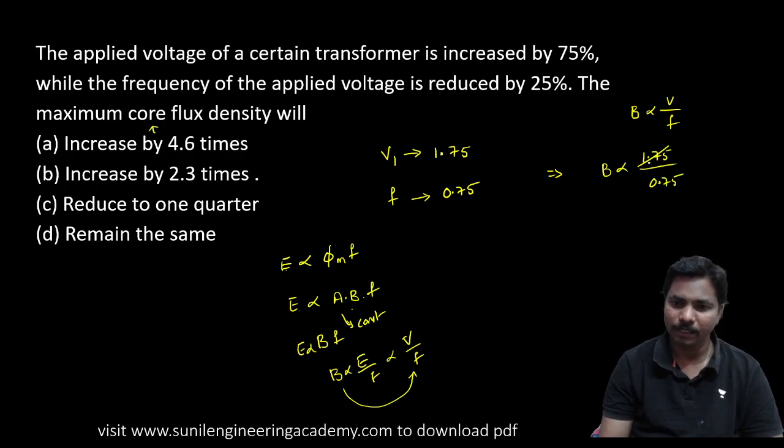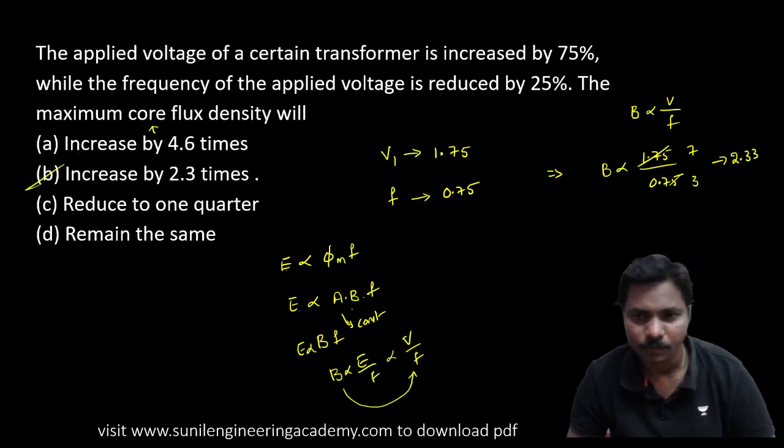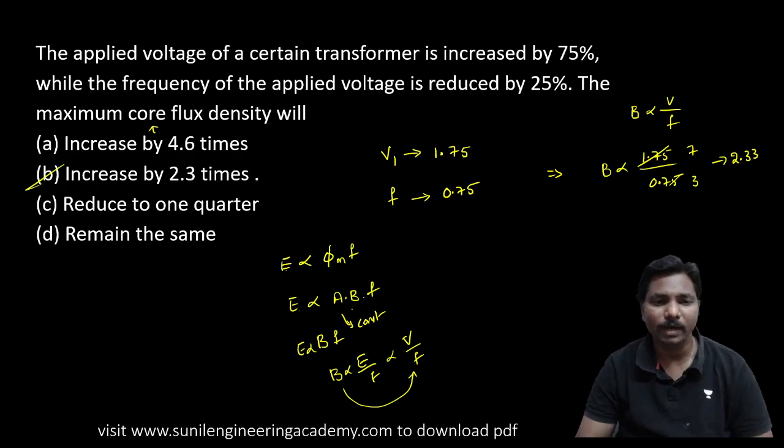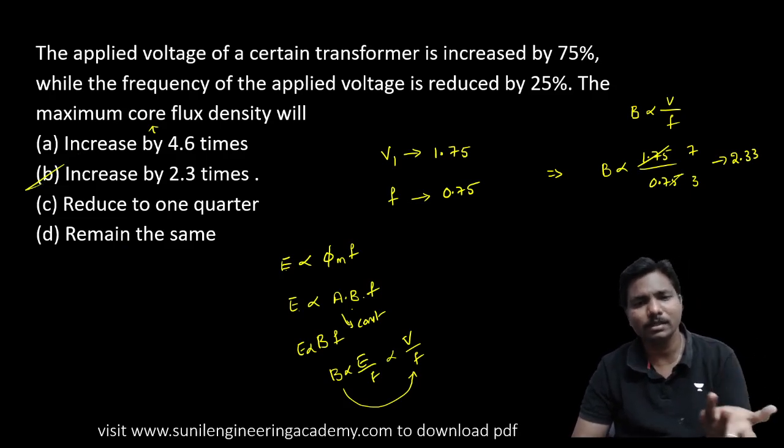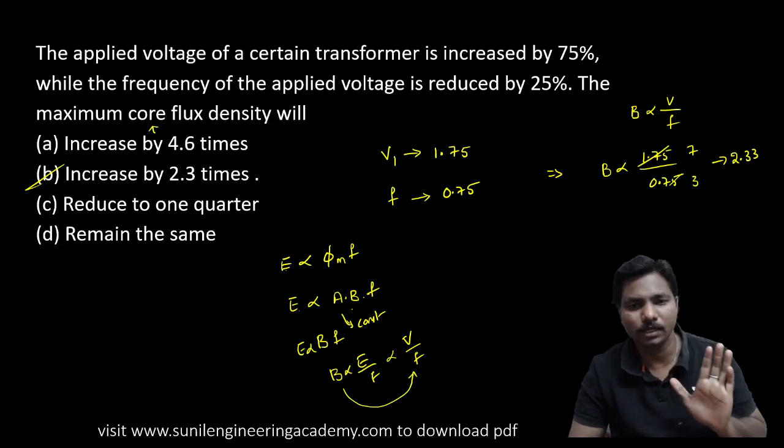That makes the two points cancel out. 175 by 75: 25 sevens, 25 threes, so 7 by 3. 7 by 3 means 2.33 times. So it increases by 2.3 times. Very easy question. Don't feel it is difficult, guys.